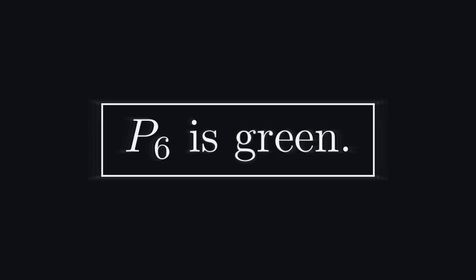We already know P1 and P5 are red, while P4 is green. If P6 were red, then P1, P5, and P6 would be three noncollinear red points. Their circle center is P4, so P4 would have to be red. But P4 is green, so P6 must be green.